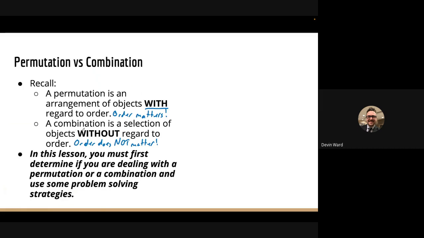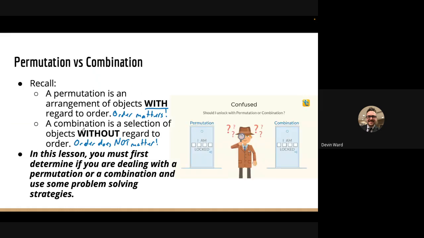Okay. So when you have the problems together, that could be in your assignment or your test, the first thing you want to do is determine whether you're dealing with a permutation or a combination, and then solve using those strategies.